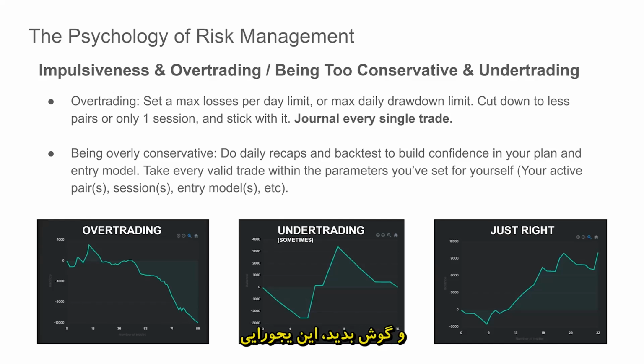And listen, that lines up with what MFF was talking about in their little mini study that they conducted on their funded traders. Their most successful traders only take 2 trades a day. And I think they also mentioned they only trade like 4 hours a day, so they're pretty much only trading 1 session. Isn't that crazy? So remember, journal every single trade.